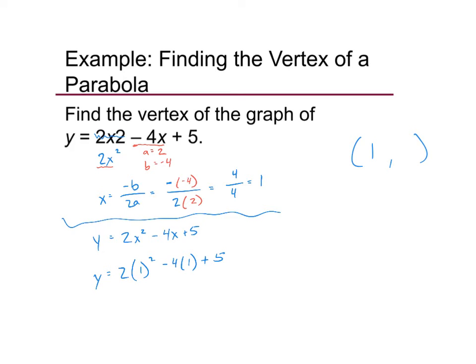Okay, so we simplify this. 1 squared is 1 times 2 is 2 minus 4 plus 5. 2 minus 4 is negative 2. Add 5 is positive 3. Okay, so the coordinate for our vertex is (1, 3).